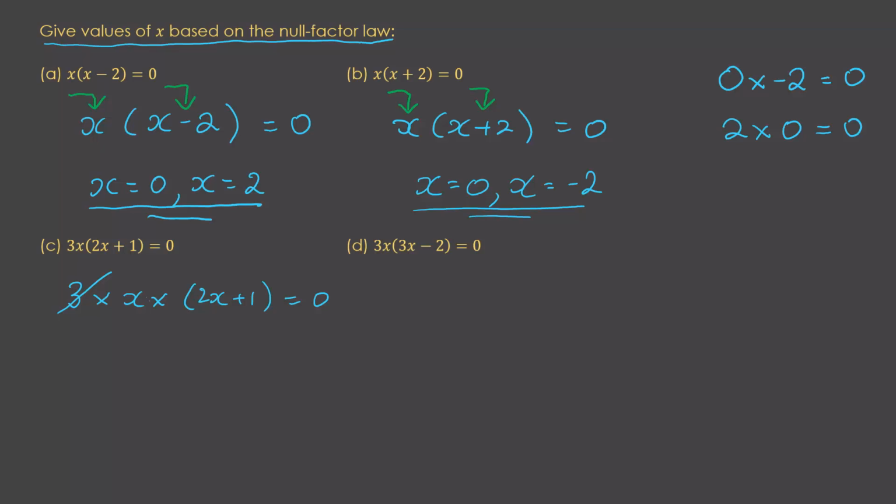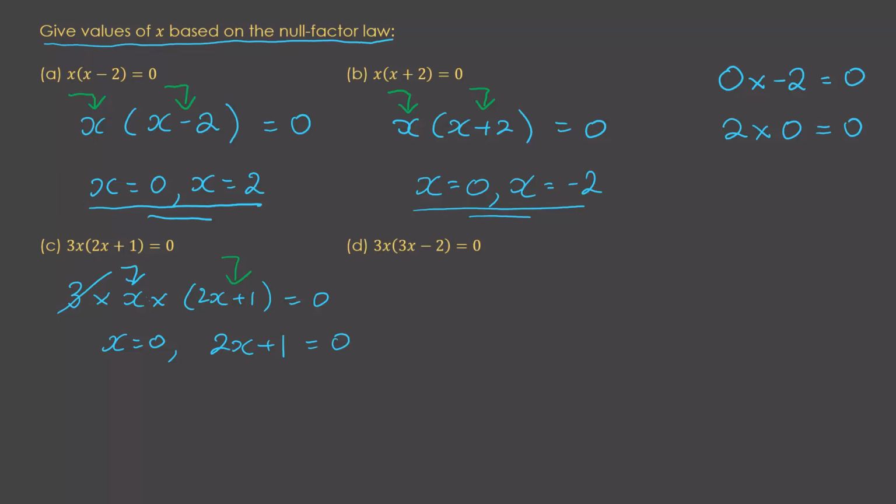So either the x is 0 or the contents of the bracket are 0. So x is 0 is a possibility. The other possibility is that 2x plus 1 is equal to 0.